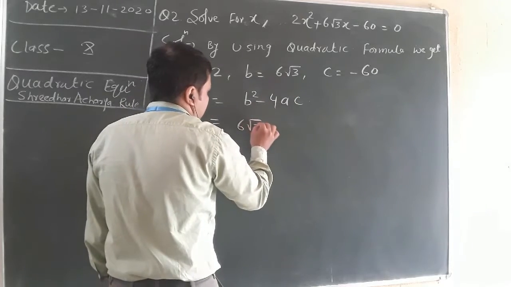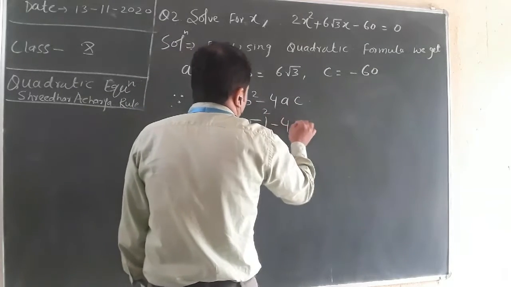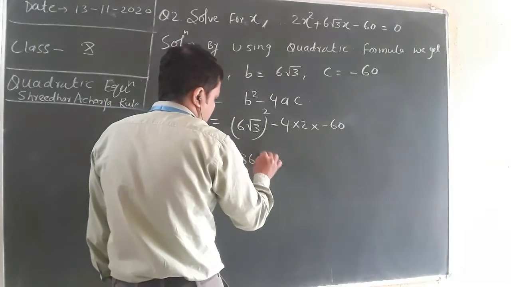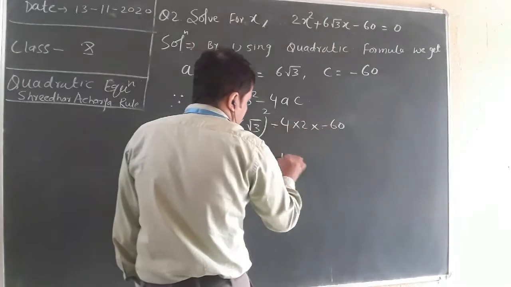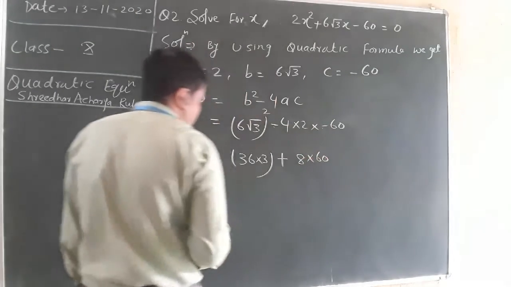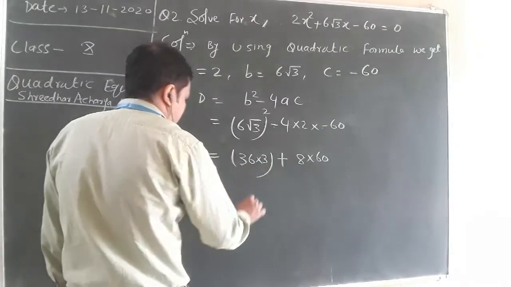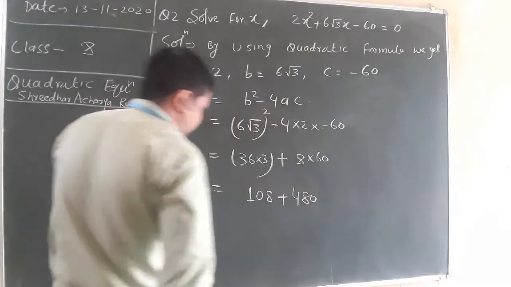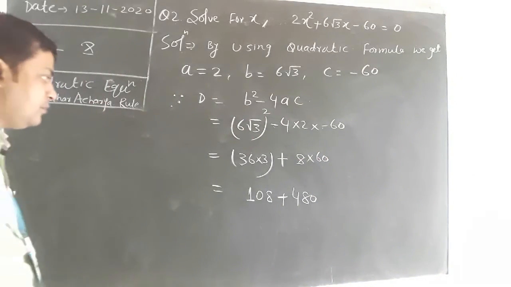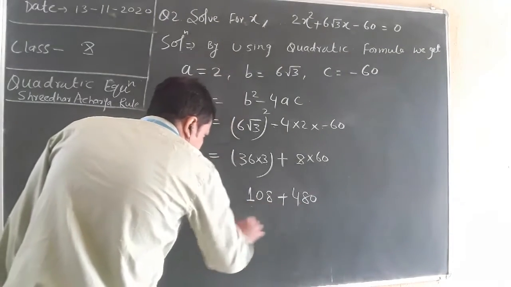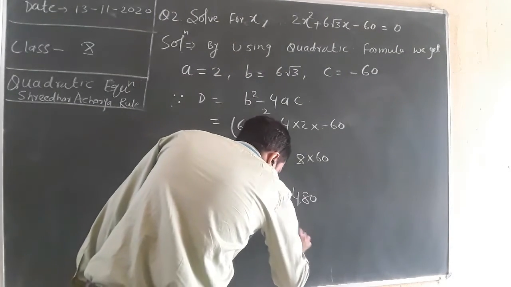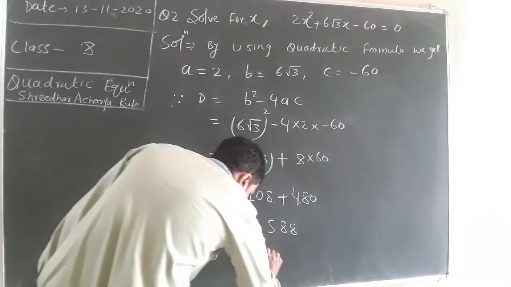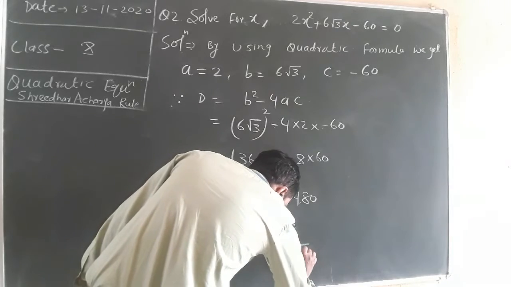D is that 6 root 3 whole square minus 4 into 2 into minus 60, that is 36 into 3, and minus plus 8 into 60. Now 36 into 3 will be 108, minus 108 plus 480 is 588. D is equal to 588. Now root D is equal to under root 588.